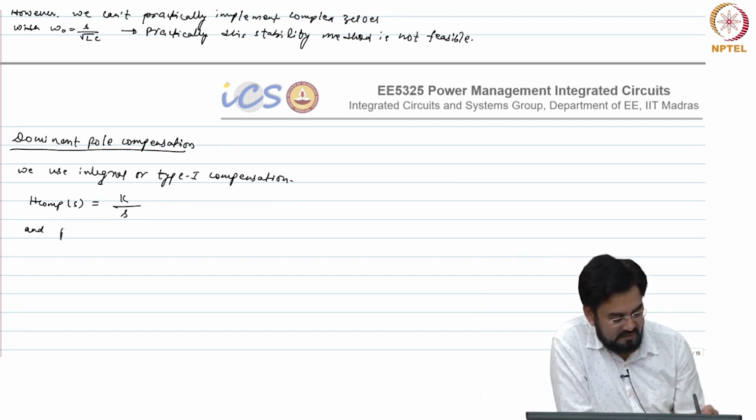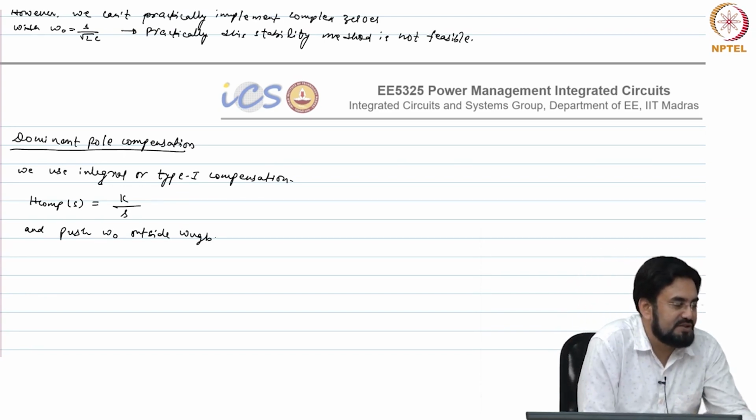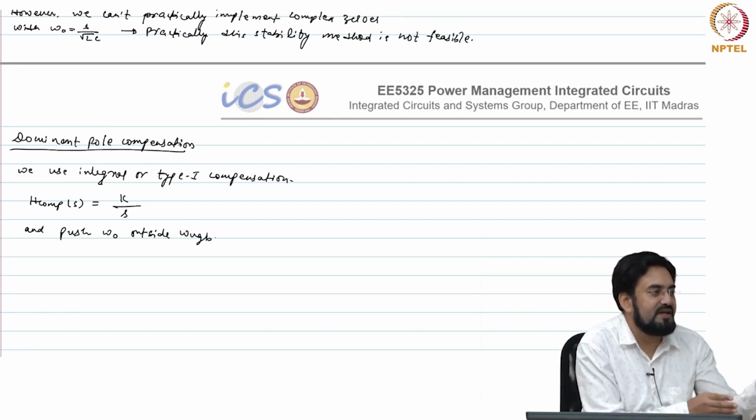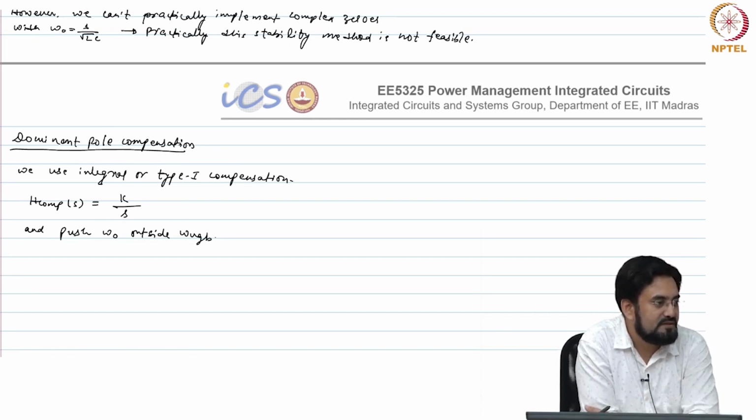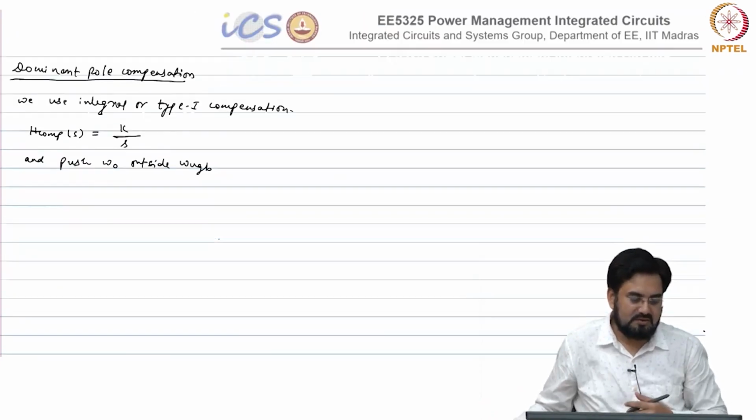And push omega naught outside omega UGB. So how far do we need to push it? How do we decide? I mean, you can make omega UGB just slightly less than omega naught, but what would happen? Is that possible? Can we do that and make it stable? So Q factor will come into the picture. Let us see what would happen.